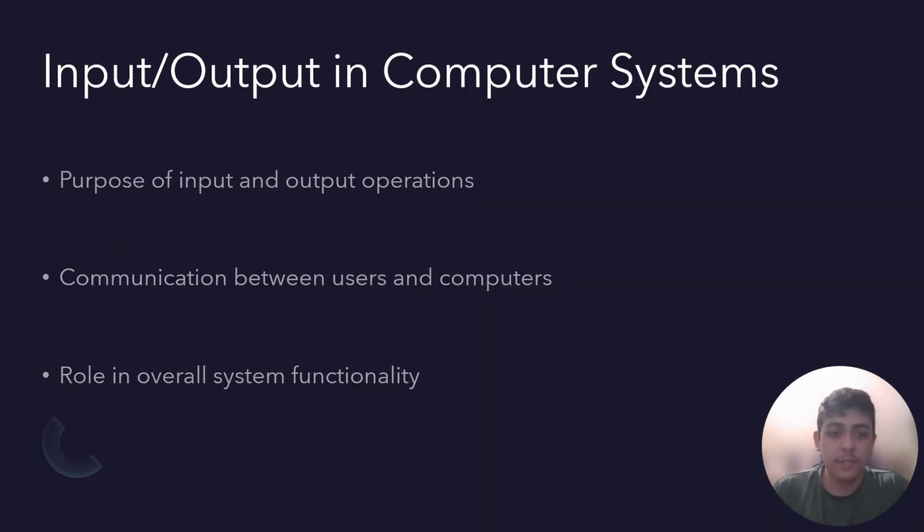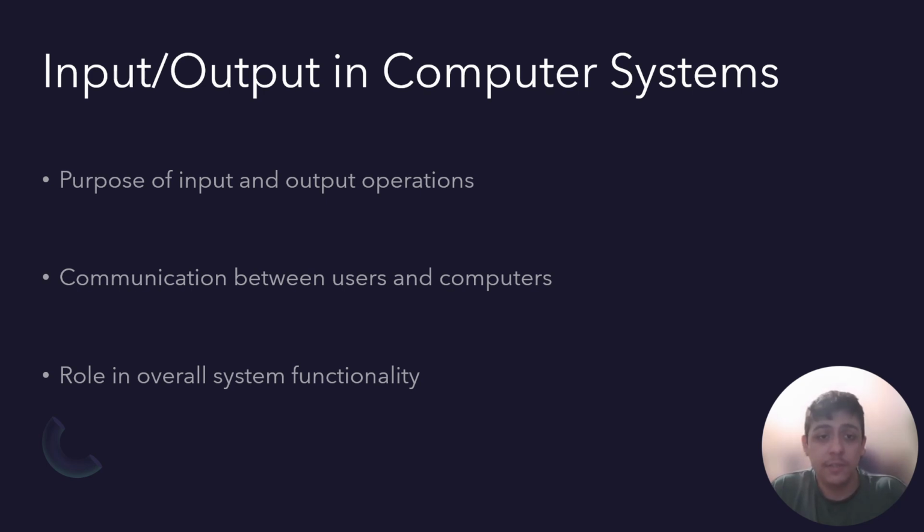Alright, so our first topic is input-output in computer systems, also I/O. Input and output operations allow computers to interact with users and external devices. The input devices provide a way for users to send information and commands into the computer system, while the output devices present processed information back to the user. Without input and output mechanisms, a computer would not be able to receive instructions or communicate results.